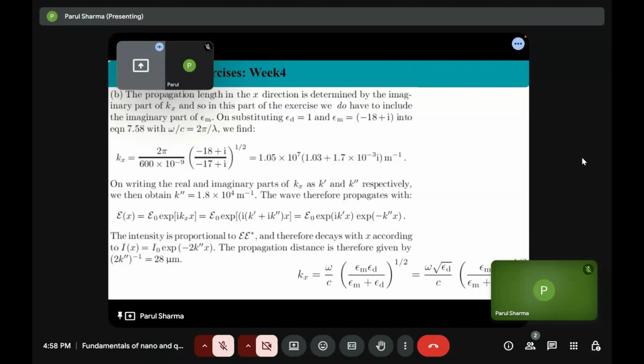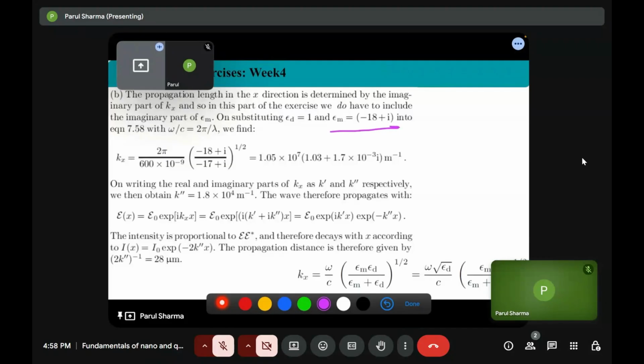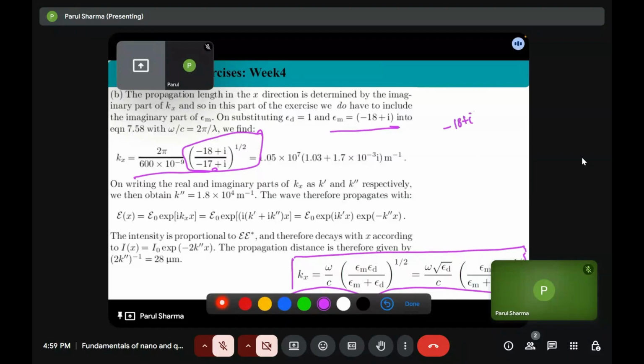So we are including the given epsilon m equal to minus 18 plus iota. Using this formula, kx is equal to omega by c times the square root of epsilon m epsilon d over epsilon m plus epsilon d. So kx is equal to 2 pi by lambda times this. Just we have considered the imaginary part. So minus 18 plus iota into 1, over minus 18 plus iota plus 1. It will give us minus 17 plus iota. Solving this, we will get this.